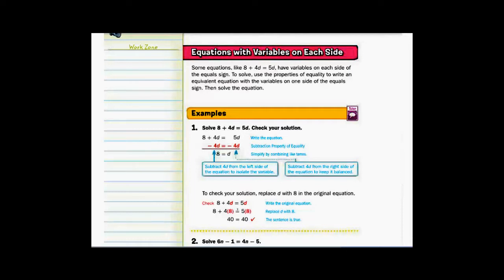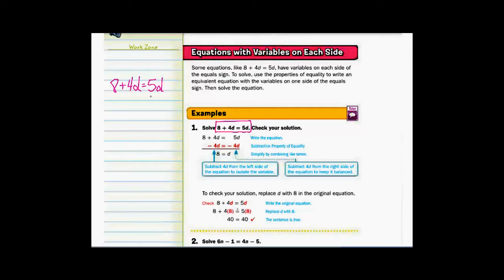So let's look at some like this. Example 1 here. Solve 8 plus 4d equals 5d. All right, so the goal in solving equations is to get your variable to one side and your plain number to the other. It does not matter if your letters go to the left or to the right. It does not matter if your plain numbers go to the left or to the right. I'm going to say do whatever is less work for you. Do whatever is easier for you.